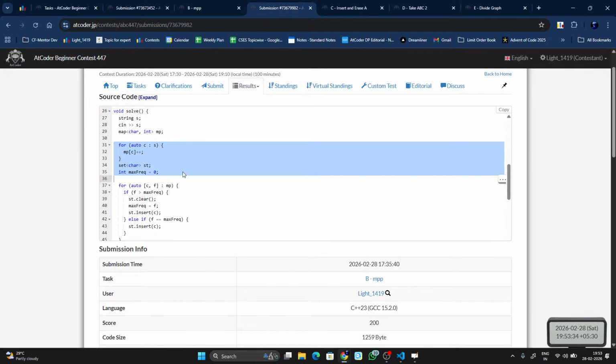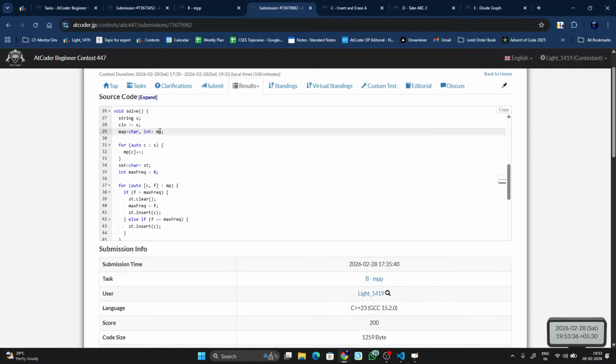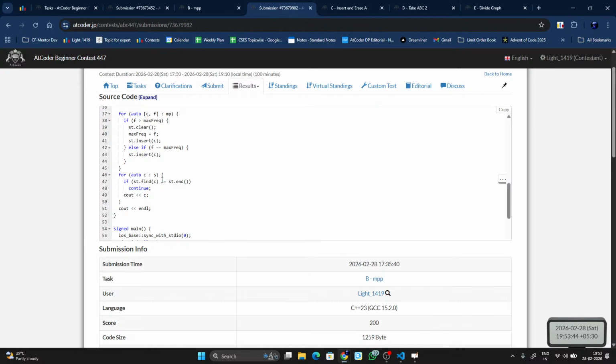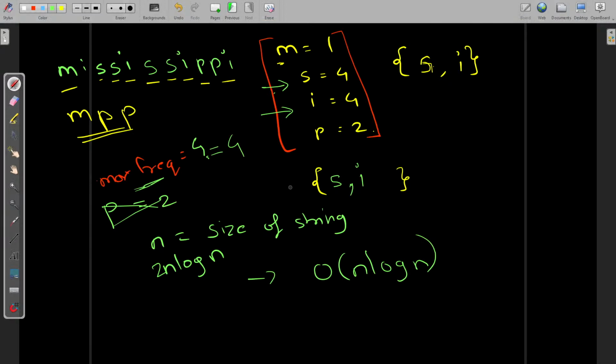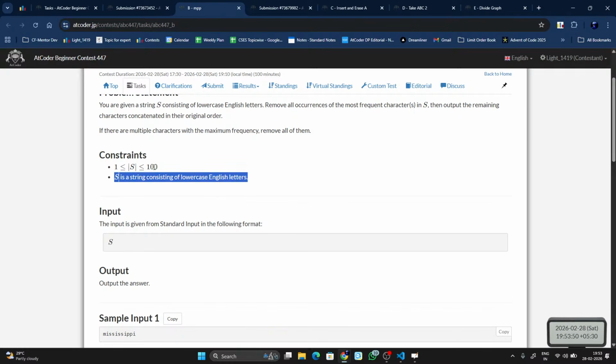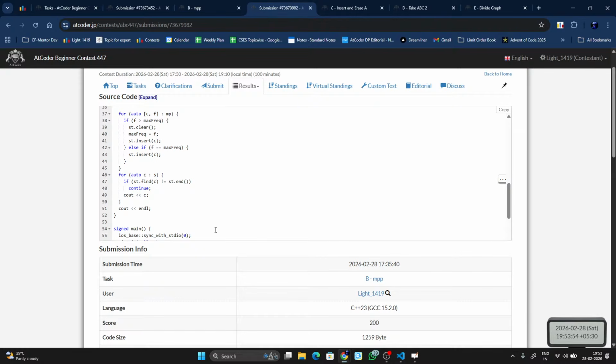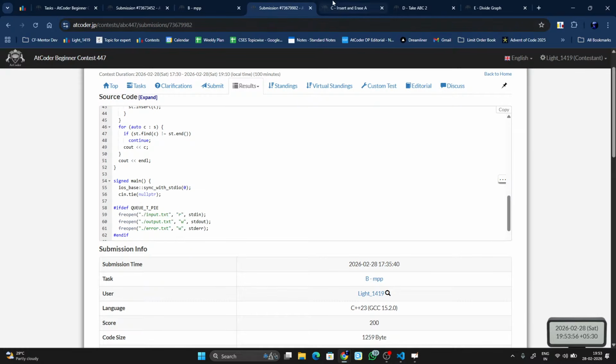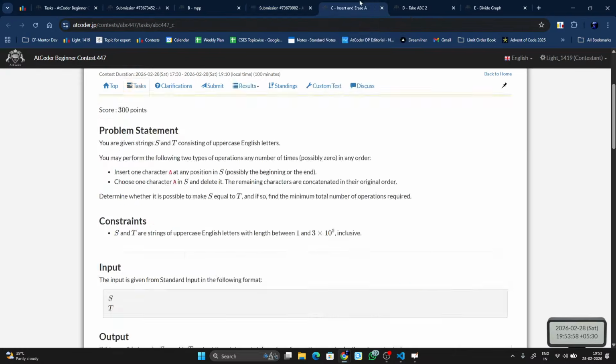Also, you can just replace this map with a vector of int of size 26, and you can remove that log n factor as well, and it would become linear. But this is a simple problem, right? You don't need to make such optimizations over here since the value of S was less than equal to 100. But yeah, you can optimize it that way if you want. So now let's move to problem C.